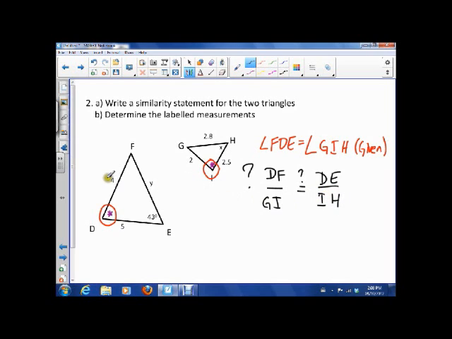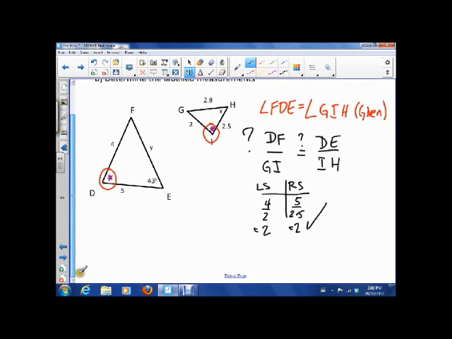Right? So remember, if we have two side ratios with an angle in between them, that's okay. So I'm going to set up a little left side, right side. Left side is DF over GI, 4 over 2, and so that's equal to 2. Right side is DE over HI, so that's 5 over 2.5. Well, that's equal to 2 as well, so that means yes. So this is our reasoning.